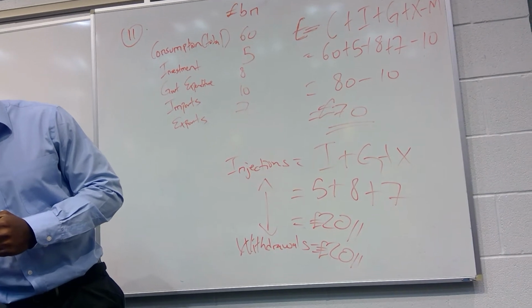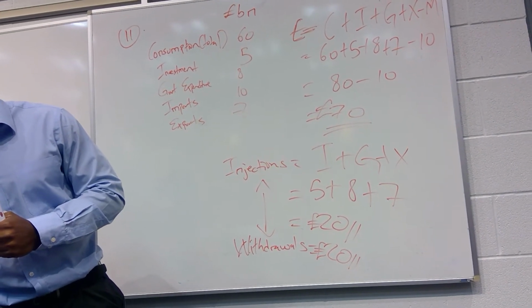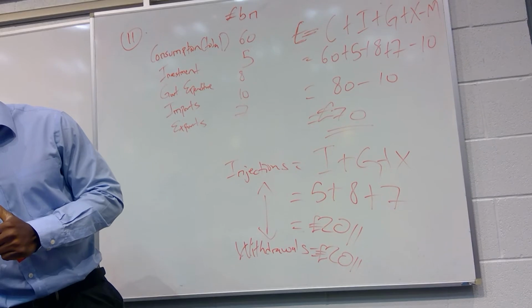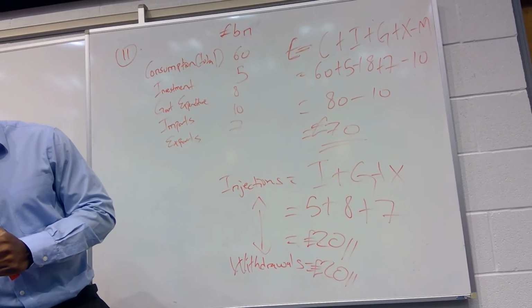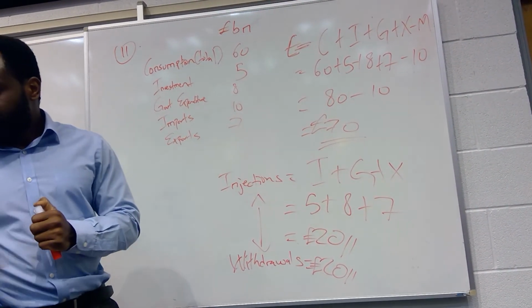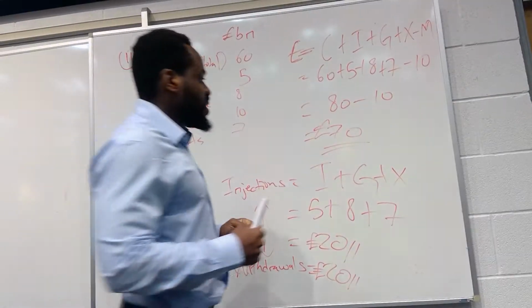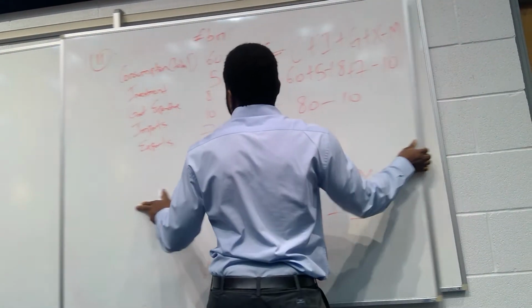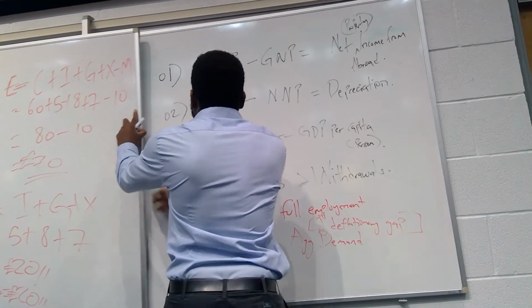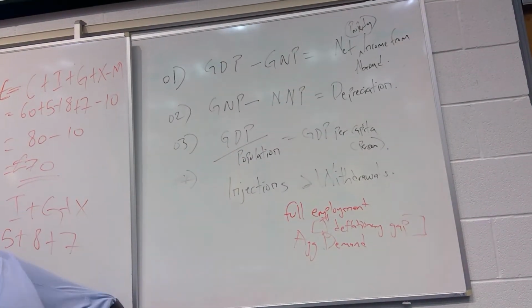And then what's question D? Question D says, assuming that tax revenues are 7 billion, how much is the level of savings? Okay, so assuming tax is 7 billion. Okay, so let me create some space here. Really quickly, let me create some space.